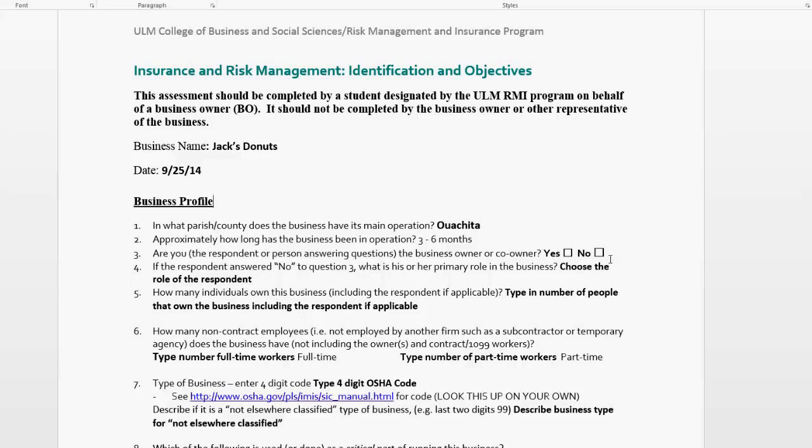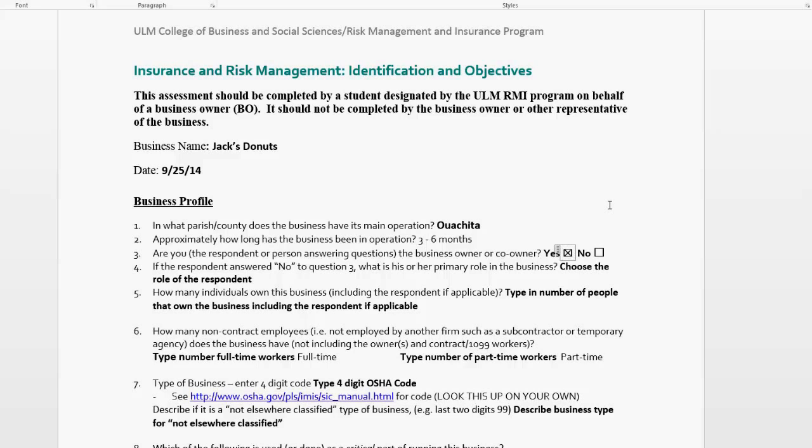But this first page has a lot of things I need to explain. So, are you the respondent or person answering the questions, the business owner or co-owner? The strong preference is that the person answering the questions is the owner. In almost every case over the 5 years that I've done this, the answer is yes.